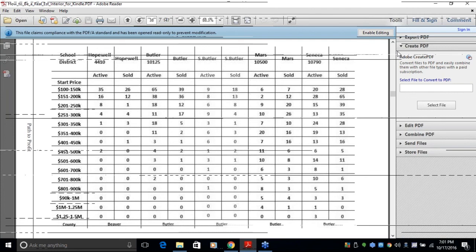All right, let's go ahead and get started here. Many of you recognize this. This is our basic school report.